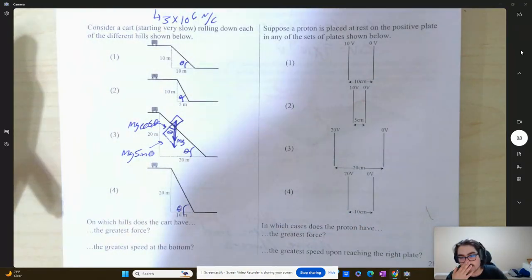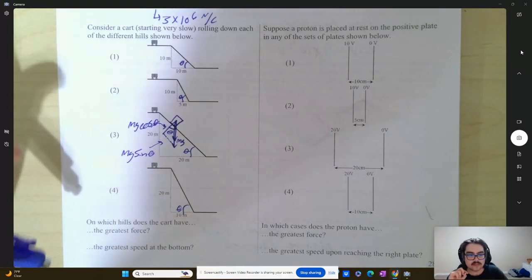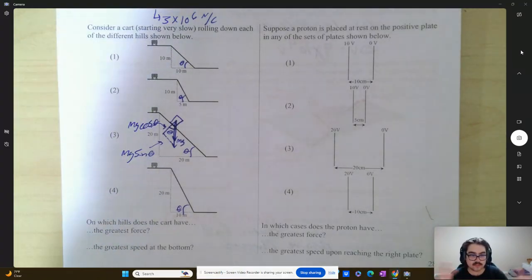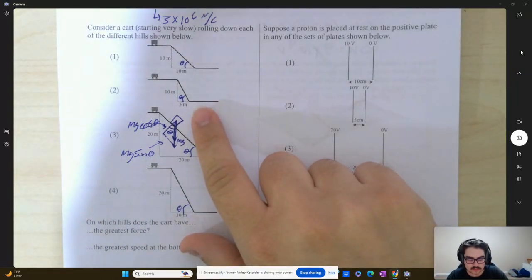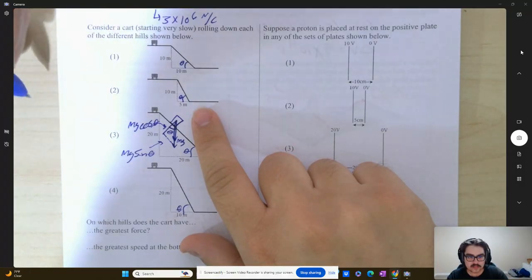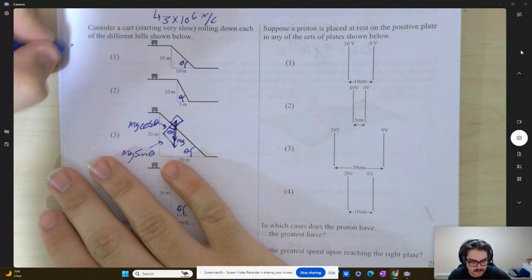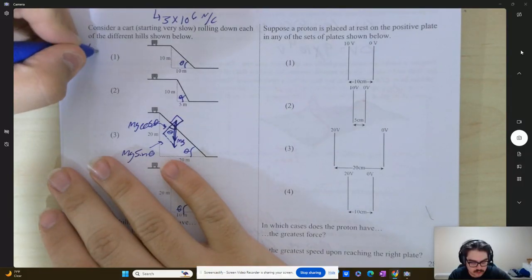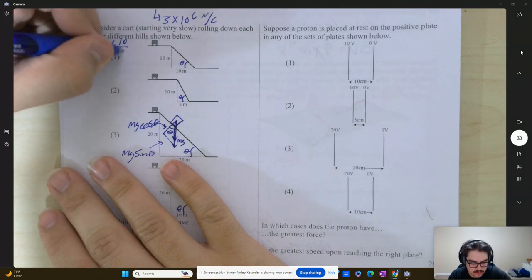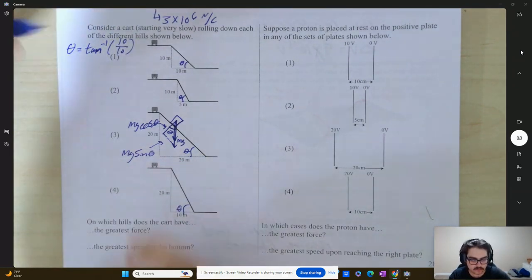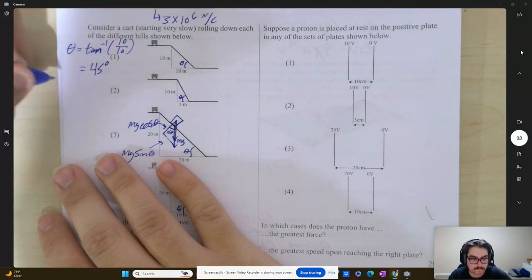So we have to ask ourselves, if theta increases, what happens to the whole result? Well, we need to figure out what theta is equal to in each of these cases. We're given the opposite and the adjacent for each one. So the best way to do this is using theta equals inverse tangent of 10 over 10, which is inverse tangent of 1. That should give you 45 degrees.